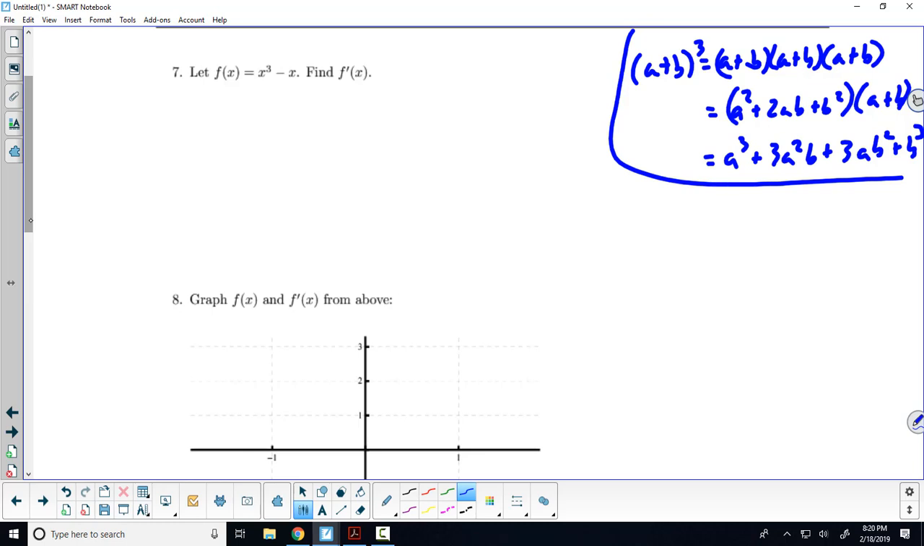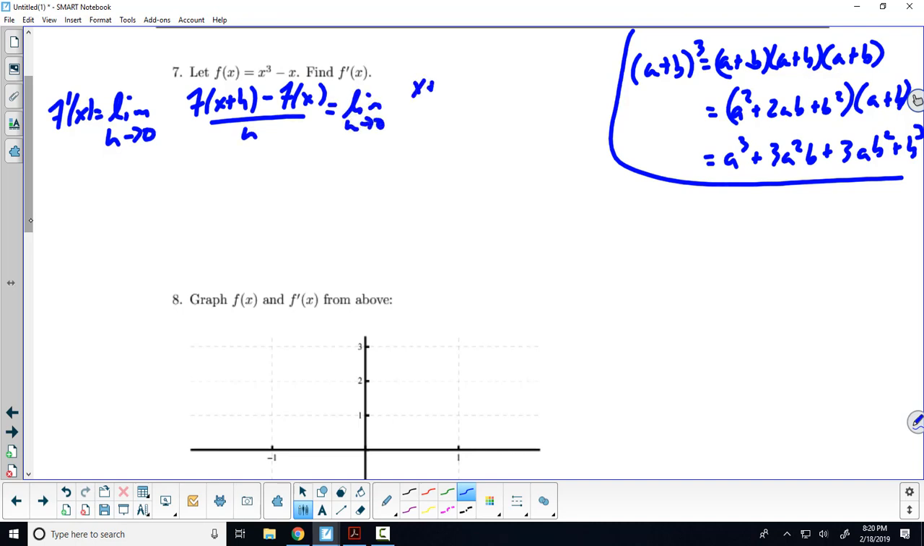So, we want to find the derivative of this. We're going to have to use the limit definition here. So, f prime of x is equal to the limit, as h approaches 0, of f of x plus h minus f of x all over h, which equals the limit as h approaches 0 of (x plus h) cubed minus (x plus h) minus (x cubed minus x) all over h.